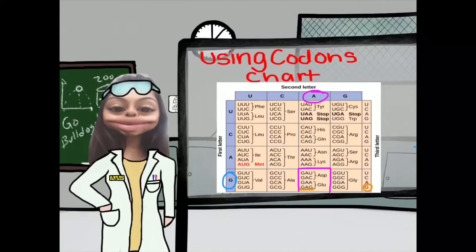Next, we look at the top of the table. The upper axis refers to the second letter of the codon, so we find A along the upper axis. This tells us the column of the table in which our codon will be found.